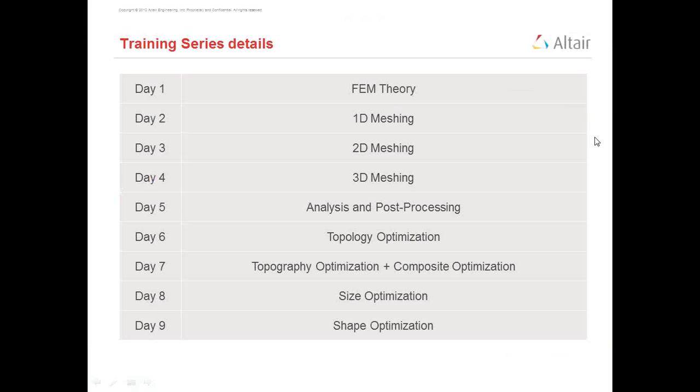Till date we have covered day 1, that is FEM theory, day 2 1D meshing, day 3 2D meshing, day 4 3D meshing, day 5 I have divided into 3 different parts for the analysis and post-processing. Day 6 I have divided into 2 parts for the topology optimization, and earlier the composite and combination optimization was on day 10, but as for the time availability I have combined them with day 7, that is topography optimization plus composite and combination optimization. Later on the next sessions will be on size optimization and shape optimization.